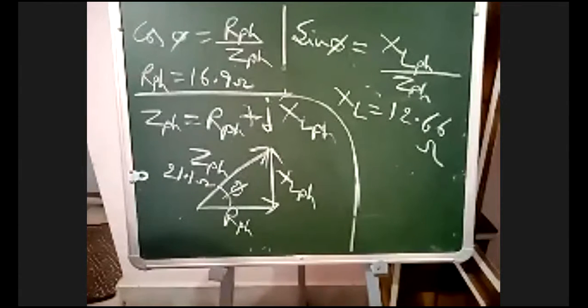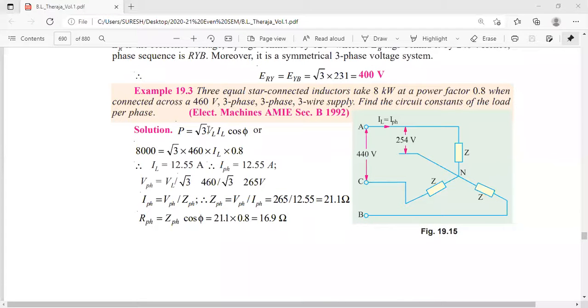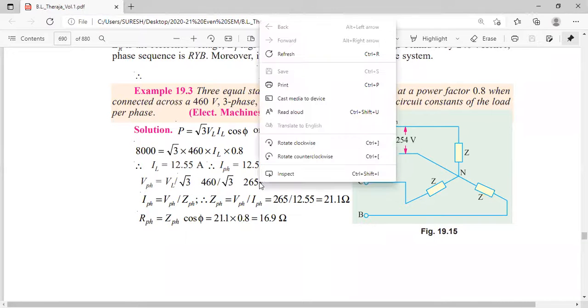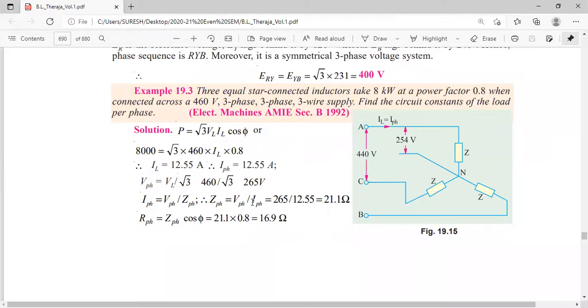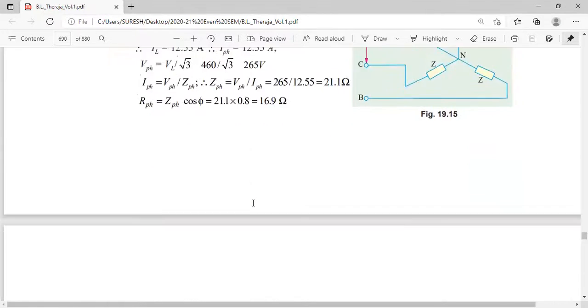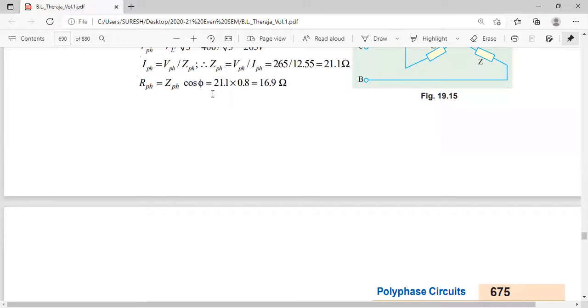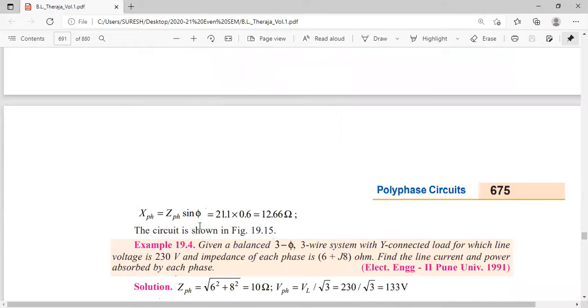Yes, sir. Okay, see here. This is the solution they have solved. P is equal to root 3 VL IL cos phi. From that they are getting IL, and IL is equal to I phase. V phase is equal to VL by root 3, 265 volts. Then Z phase is equal to V phase by I phase. That's why they have determined V phase and I phase. If you know V phase and I phase, then only you can determine Z phase. From Z phase, they have calculated R phase, and R phase is equal to Z into cos phi. X is equal to Z into sin phi. They are getting 12.66 ohms.